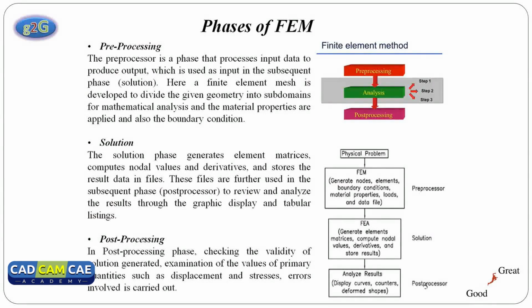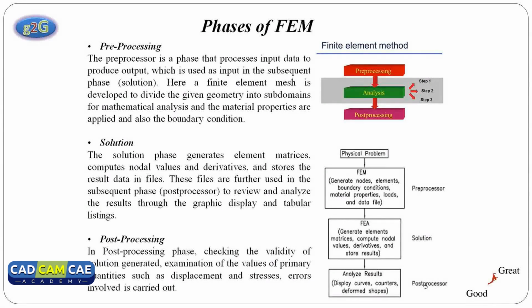which is used as input in the subsequent phase. So the first, pre-processing, involves the material properties, then applying boundary conditions, then dividing the body into a number of parts and generating the number of elements and nodes. So that portion is involved in the pre-processing.